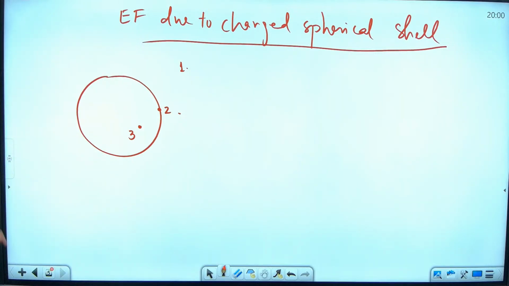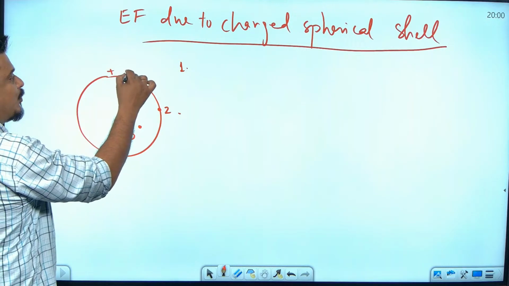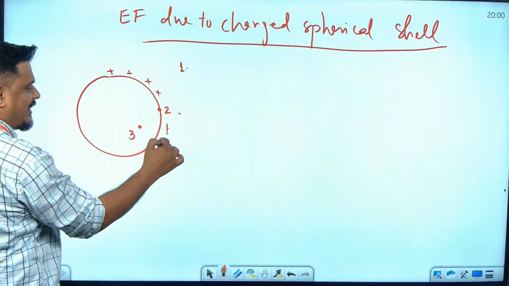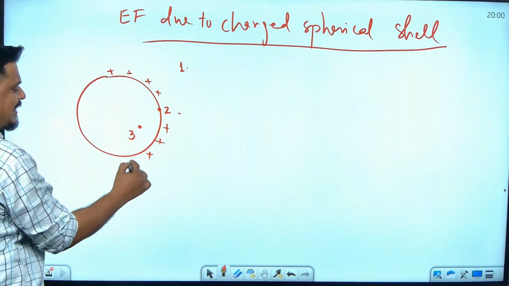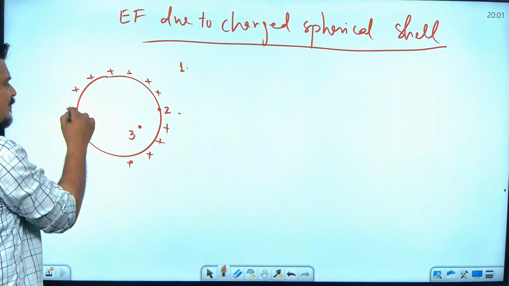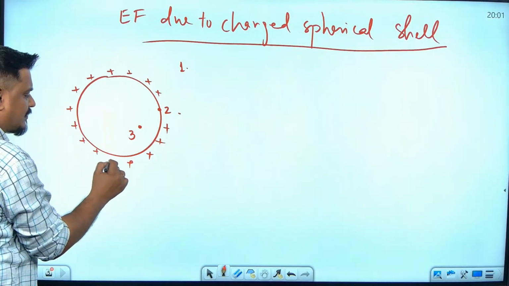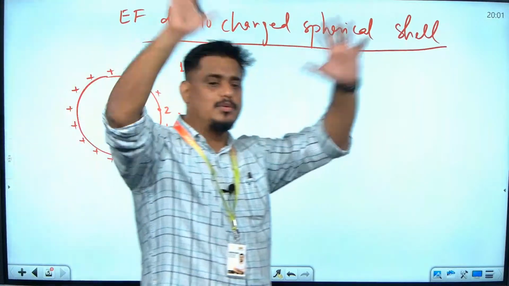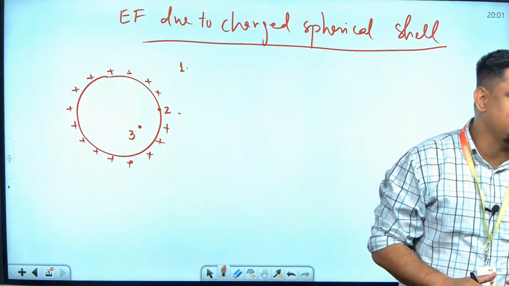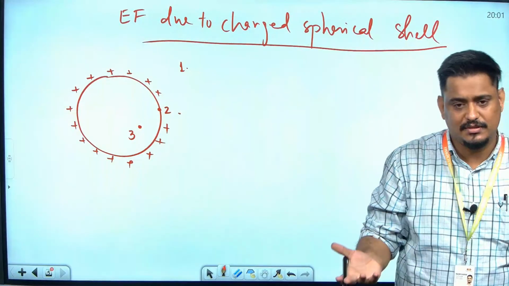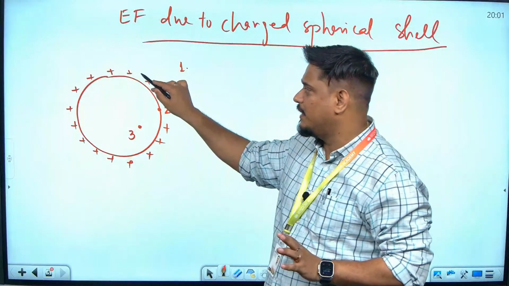Since it is a charged spherical shell, I am putting some charge. Again, you can put negative also, you can put positive also, completely your wish. The difference will be, if I am putting positive charge, it will be radially outward. If it is negative charge, it will be inward. That's all will be the difference. So how will the electric field direction be? Like this.